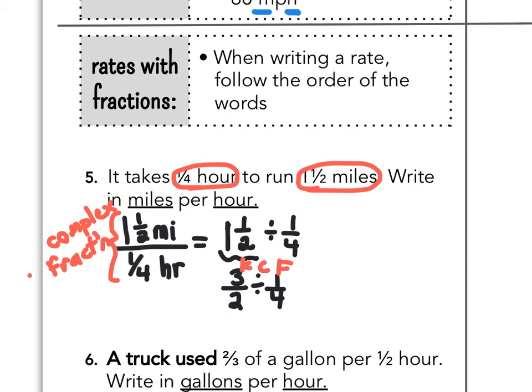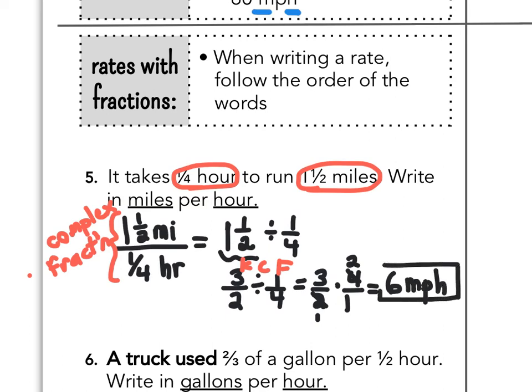Okay, so now this is going to become 3/2 times 4/1. And then we're going to cross cancel to make our numbers a little bit smaller, and then our answer is going to be 3 times 2, which is 6, and then it's going to be over 1, so I don't need the 1. But then we label it, and so our label, remember, it's miles over hour, so it's miles per hour, and the abbreviation for that is MPH. So this is the unit rate.